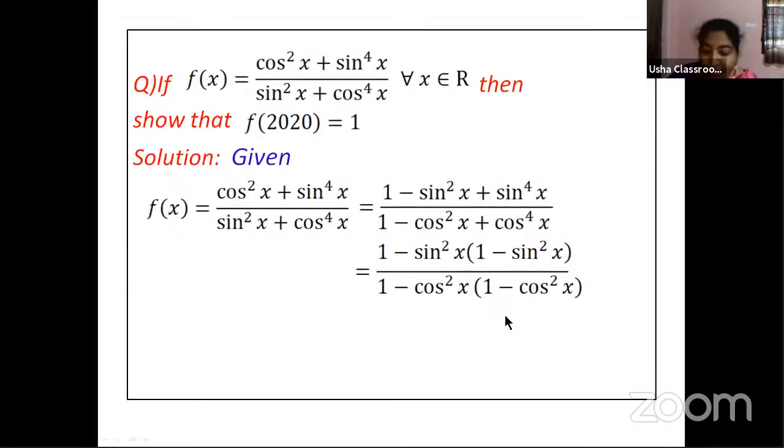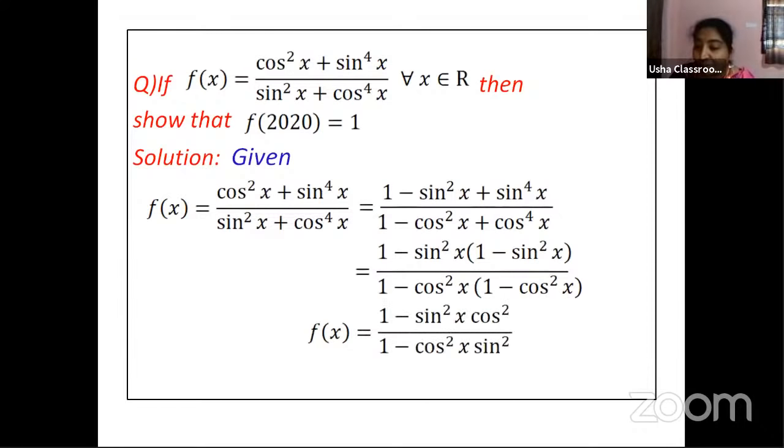So we will try to replace the same in the next step. You will have f of x is equal to (1 minus sine square x into cos square x) by (1 minus cos square x into sine square x). If you observe carefully, your numerator and denominator both are the same. So we can cancel the numerator as well as the denominator. Then it will give you f of x is equal to 1. Right? f of x is equal to 1 is your function.